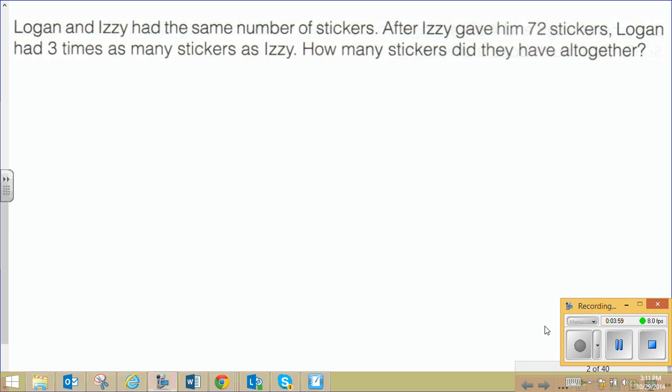Our second problem is one that we call a before and after problem, where we use before and after bars to answer our question. This question says that Logan and Izzy had the same number of stickers. After Izzy gave him 72 stickers, Logan had 3 times as many stickers as Izzy. How many stickers did they have altogether? So our keyword after tells us that we need a before bar and an after bar model.